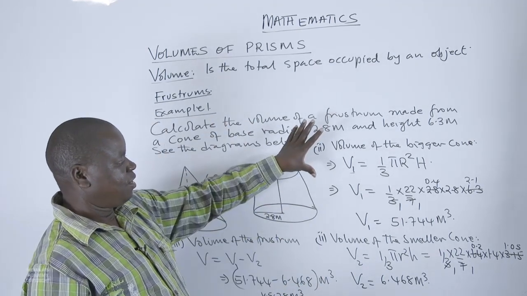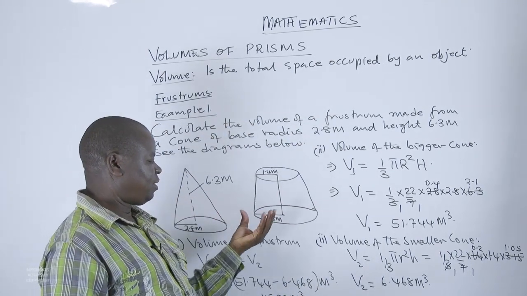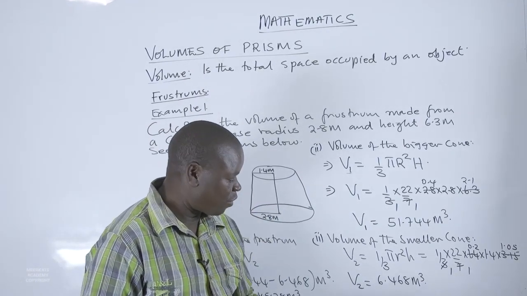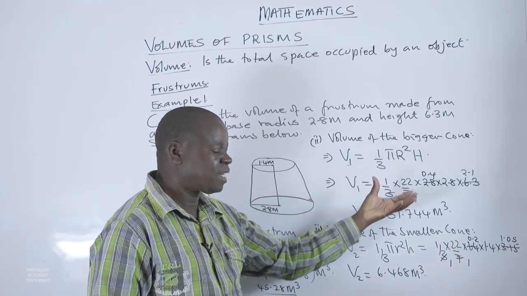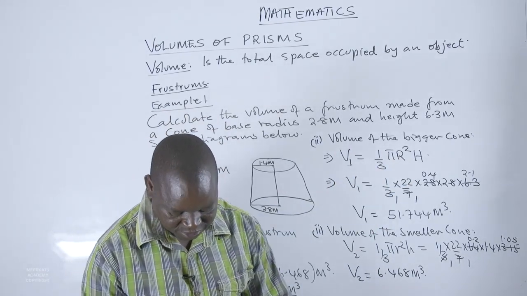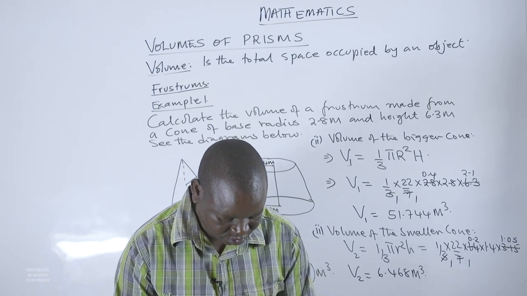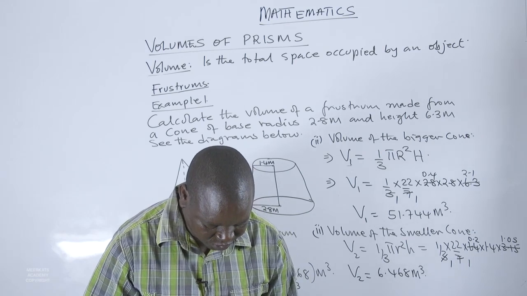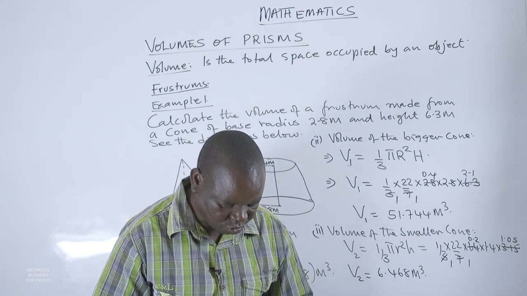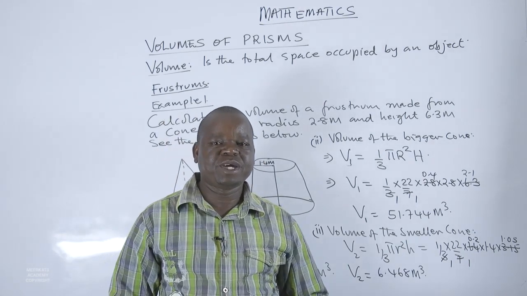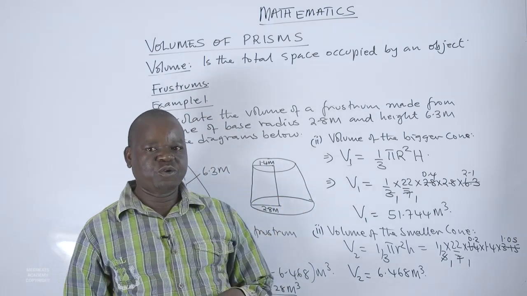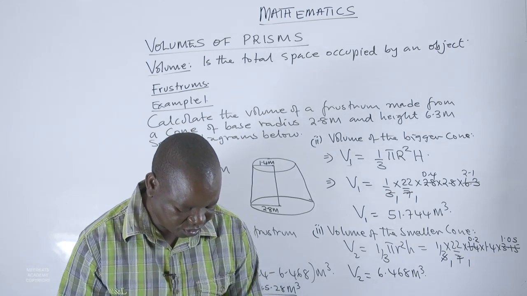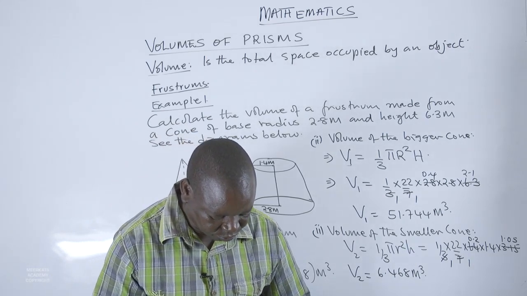So you can see, once you know the volume of the cone, you can get the volume of any frustum from the basic calculations of various volumes. So let's move on to the next figure, that is frustum. We can also have square-based frustums, use the same formula. We have rectangular-based frustums, we use the same formula. Let's move on.